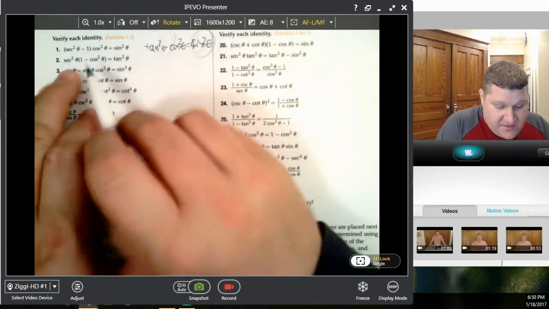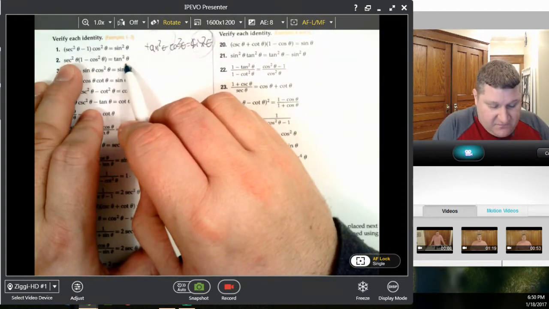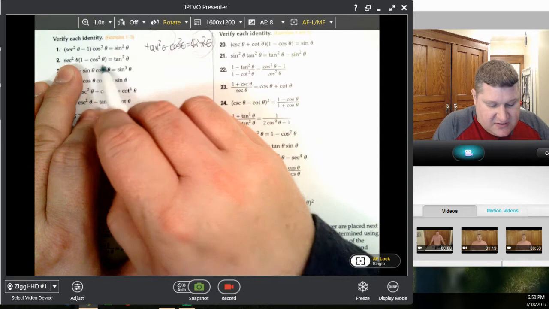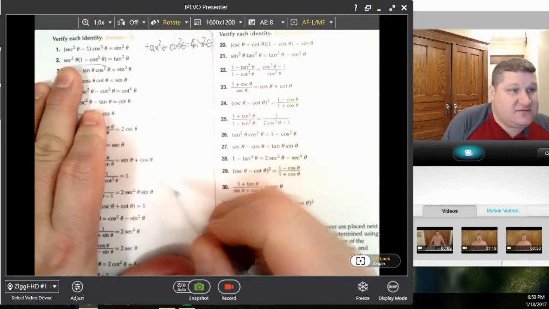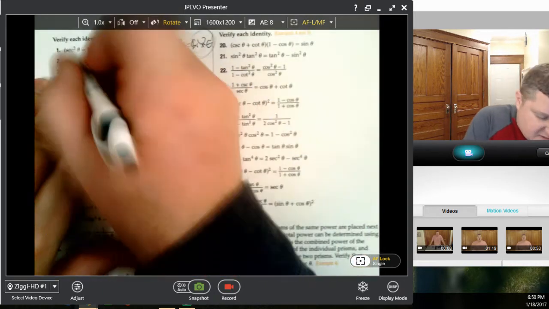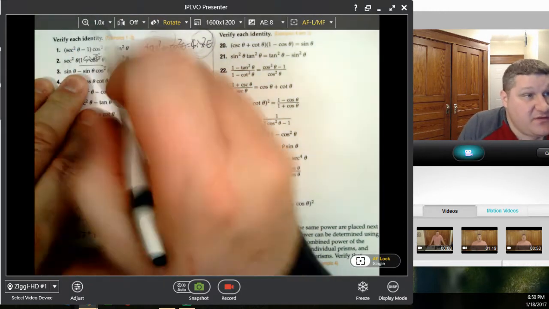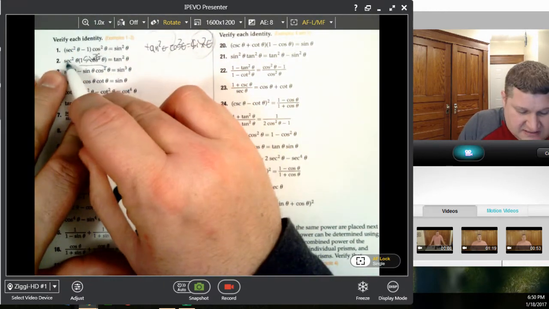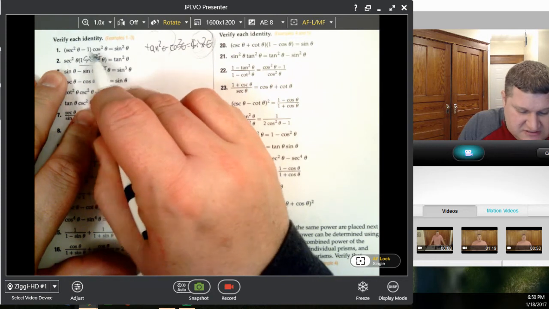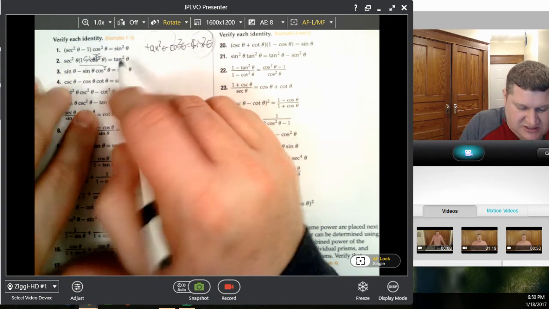Number two, I have tans. So probably what I need to do here is, again, I see a Pythagorean theorem. So I'm going to replace this with sine squared theta. And now I can take secant. Secant goes to cosine. I got sine squared. Sines and cosines make up a tangent.